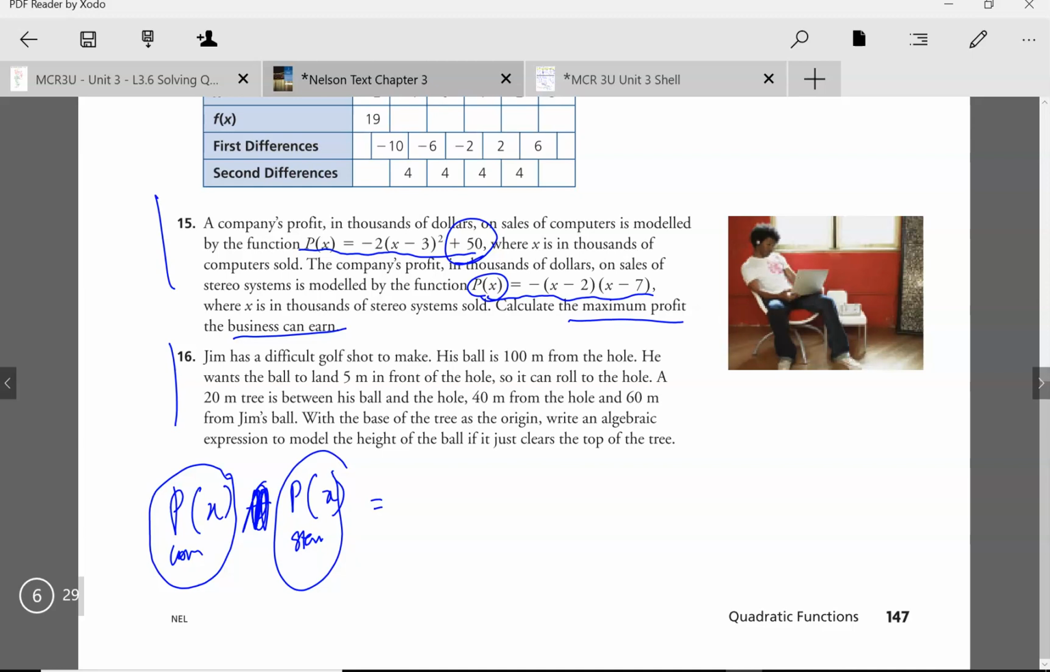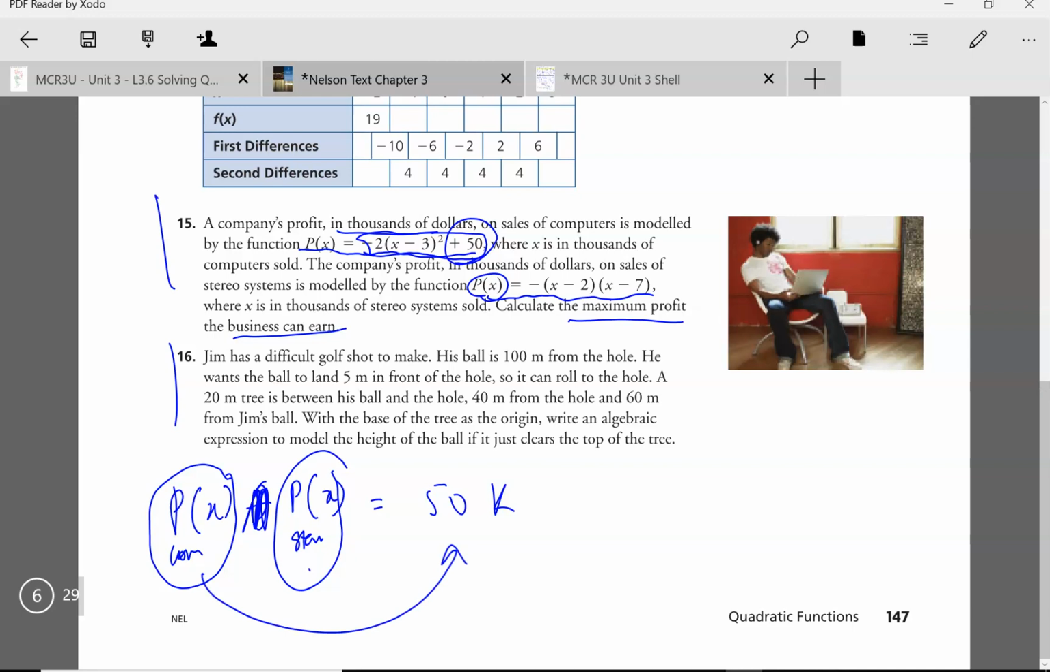So here we see that this is already in vertex form, so the maximum profit that we get there is 50K, or 50,000, because the profit is in thousands of dollars. So that's the profit on computers.